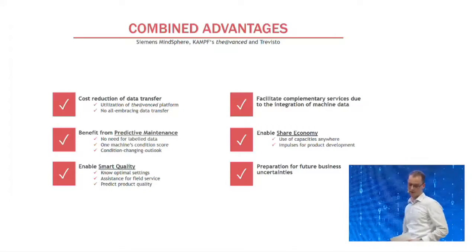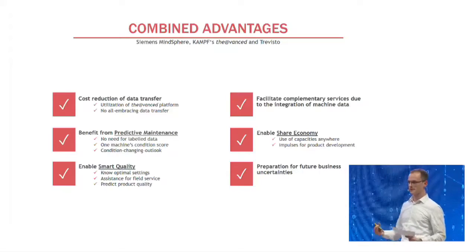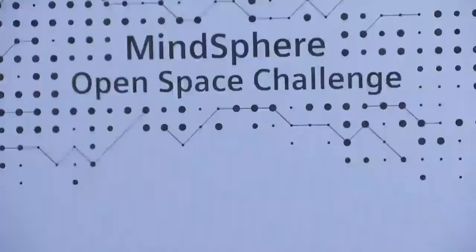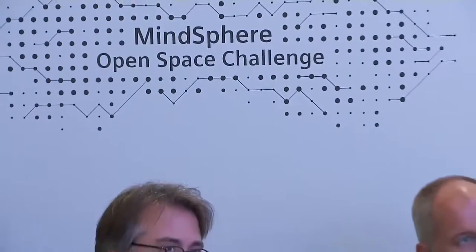Also, there are benefits from our predictive maintenance solution, which is that we don't need labeled data for doing that prediction analysis. The machine's condition is shown in one score, so it's easier to maintain, and a condition-changing outlook is given by the predictive score, which I have already mentioned. Smart quality, which I mentioned in the second slide, is enabled due to simulation of processes, which could be used to know the optimal settings of a system before putting it into operation, as well as to predict product quality of the operator's product. So the operator could get the advantages and KAMPF too.